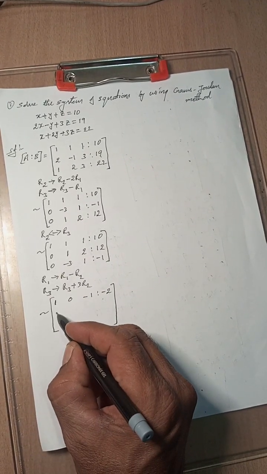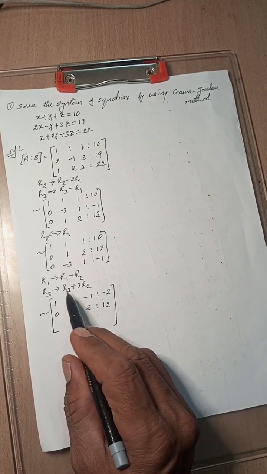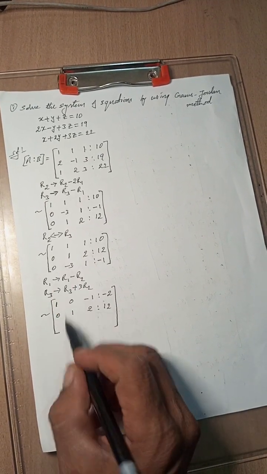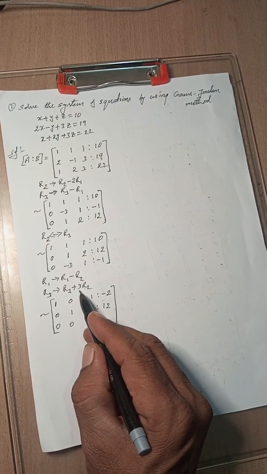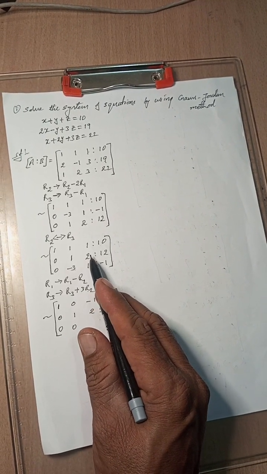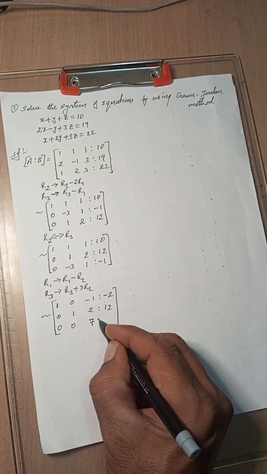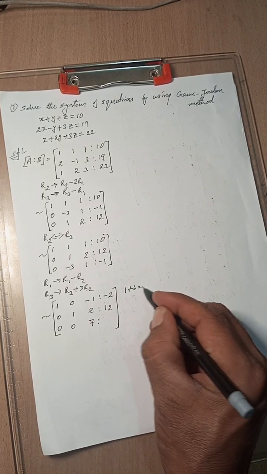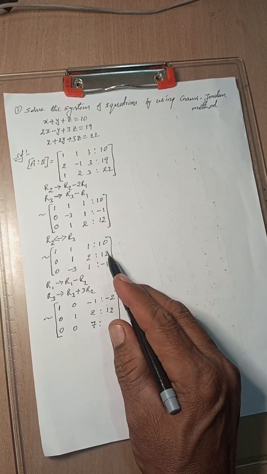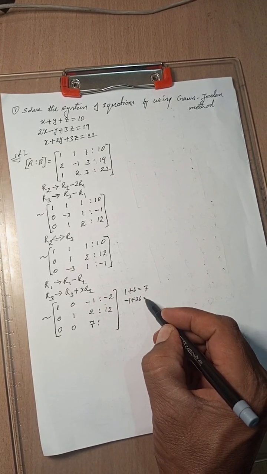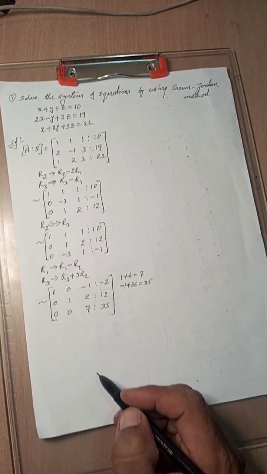Second row we are not changing, keeping the second row as it is. Third row we change as R3 plus 3R2. 0 plus 0 is 0. Minus 3 plus 3 is 0, because this is the operation we are using. Next, 1 plus 2 times 3, that is 6, so 1 plus 6 is 7. Next, minus 1 plus 12 threes, which are 36. Minus 1 plus 36 is 35. So 35 you get here.